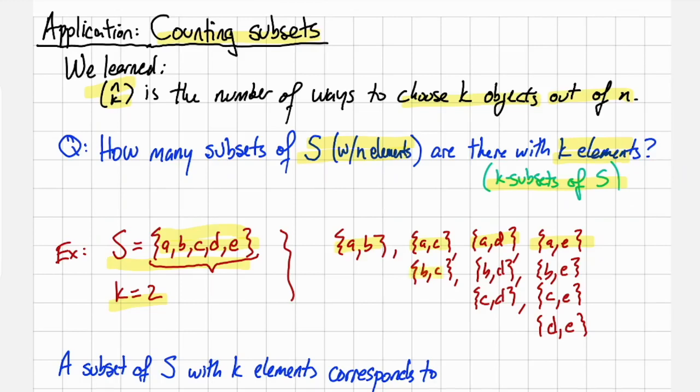Then we could have B and C, or B and D, or B and E. And now we've covered all of the subsets that include A or B. Then we could have C and D, or C and E. And there's one more, the subset that contains D and E. So what we've just figured out is that there are 10 two subsets of the set A, B, C, D, E. Now let's put this in the framework of combinations.